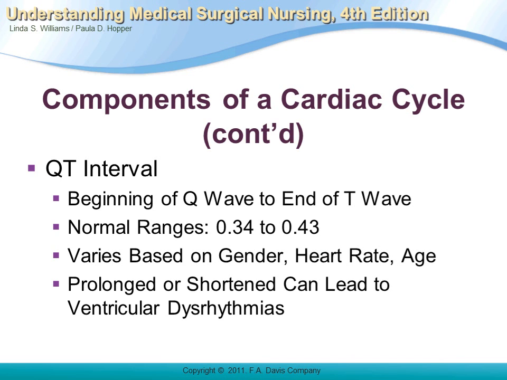We do measure the QT interval, which is the beginning of the Q wave to the end of the T wave, and normally that is 0.34 to 0.43 seconds. It does vary based on gender, heart rate, and age, and if it's prolonged or if it's shortened, that can lead to ventricular dysrhythmias, so we always want to monitor that.